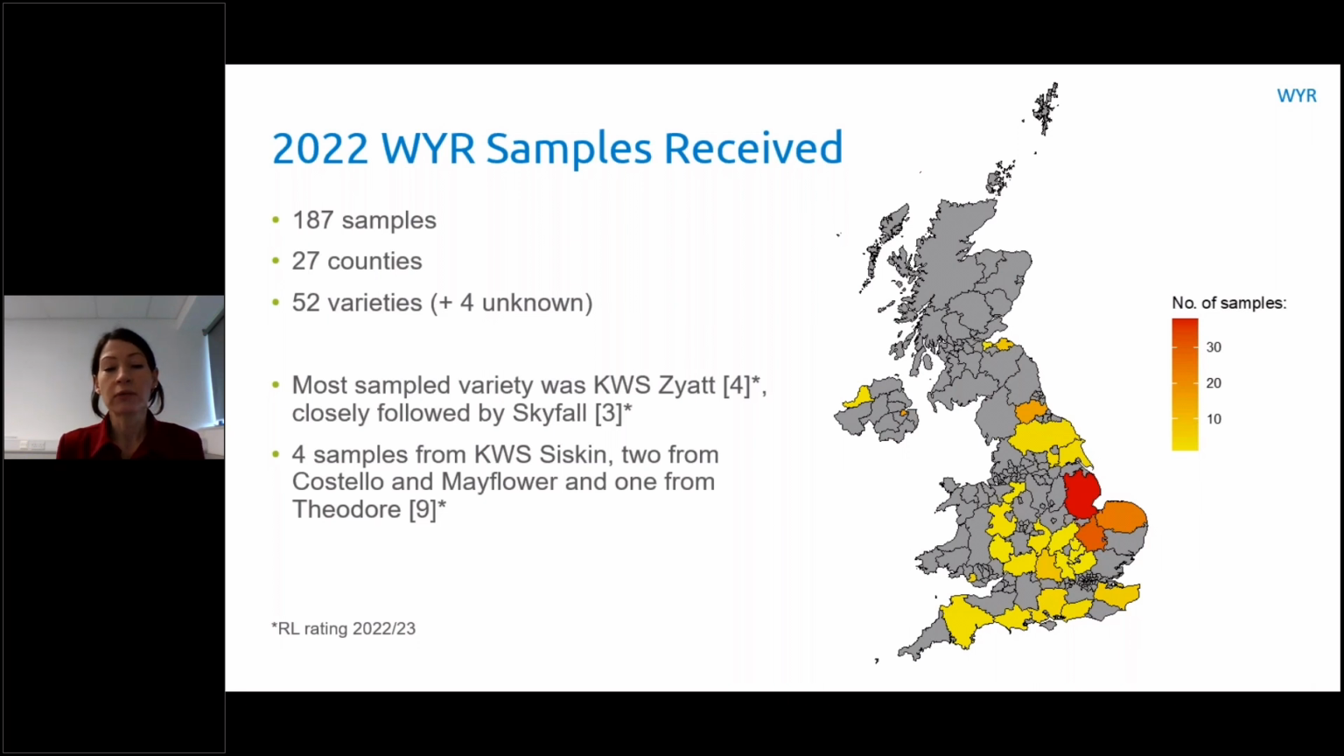We had 4 samples in from Siskin. We had 2 from Costello and 2 from Mayflower, and 1 from Theodore, and they were all rated 9 last year. And we selected 25 isolates for our yellow rust seedling differential tests.